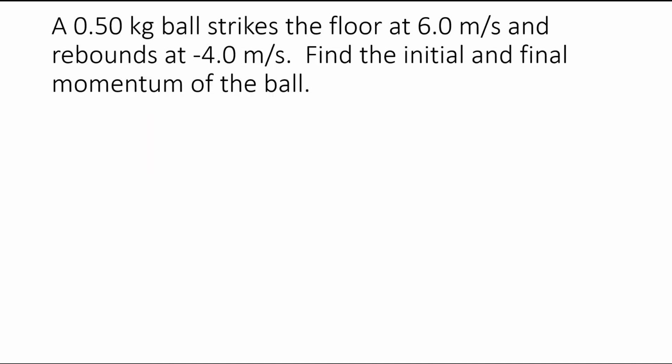So let's just calculate some momentum. A 0.50 kilogram ball strikes the floor at 6.0 meters per second, rebounds at negative 4.0 meters per second. Find the initial and final momentum of the ball. Please pause and try to work this one out. And I'm going to work it out now.